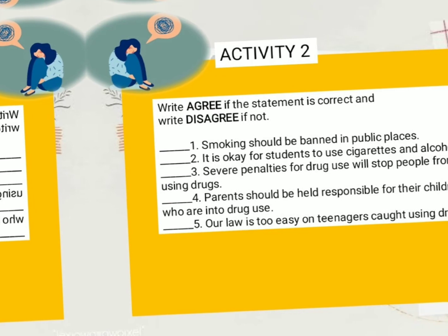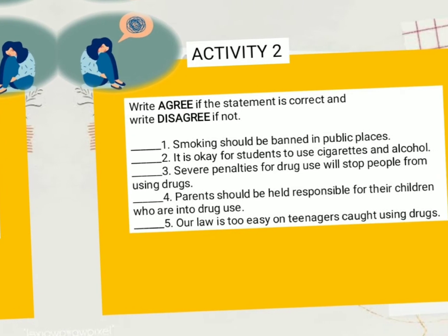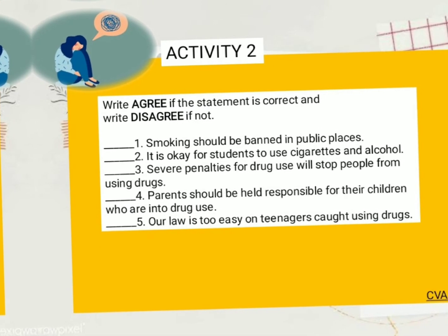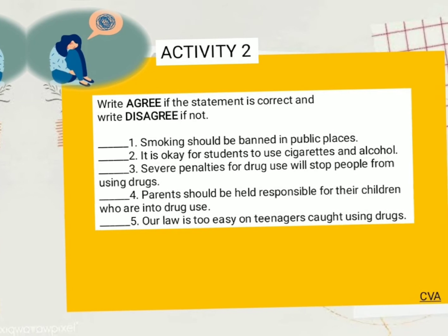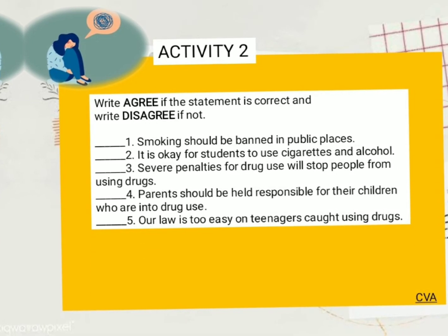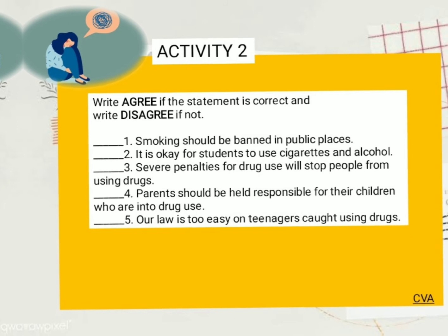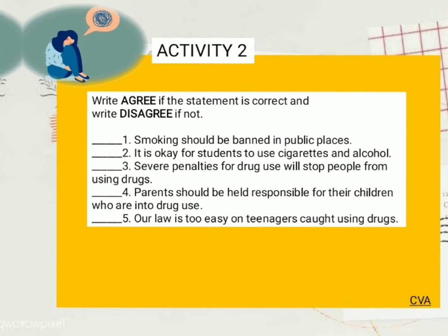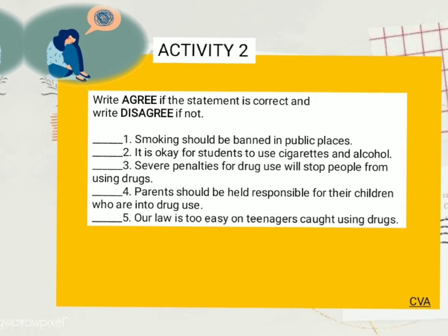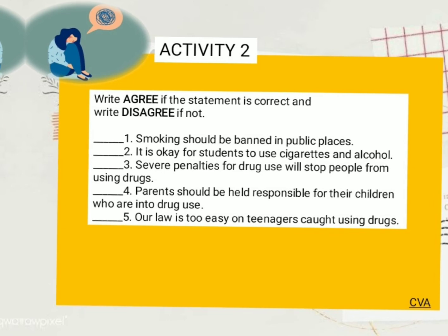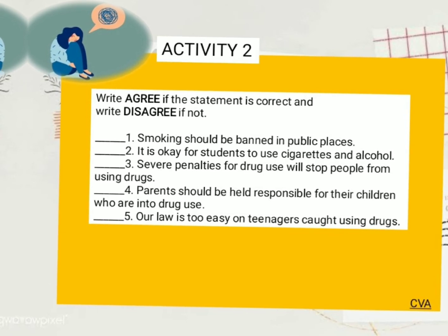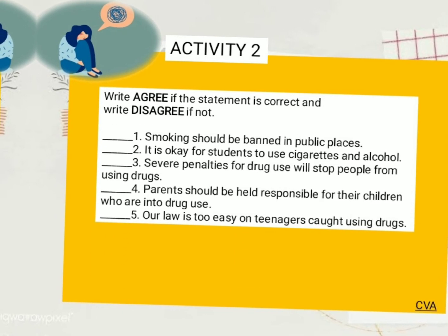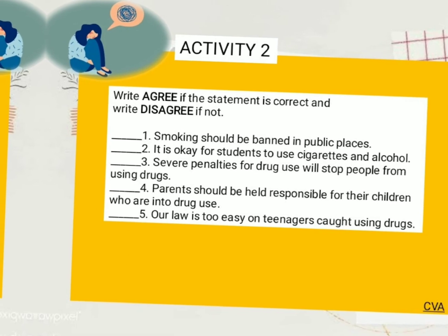For your second and last activity, write agree if the statement is correct and write disagree if not. Number 1, smoking should be banned in public places. Number 2, it is okay for students to use cigarettes and alcohol. 3, severe penalties for drug use will stop people from using drugs. 4, parents should be held responsible for their children who are into drug use. And number 5, our law is too easy on teenagers caught using drugs.